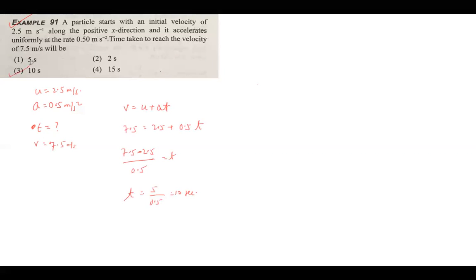So this is simple first equation. v is equal to u plus at. We'll use the first equation. So 7.5 is equal to 2.5 plus 0.5 into t. So (7.5 minus 2.5) divided by 0.5 is time t. So this is 5 divided by 0.5, or 10 seconds. So option 3, 10 seconds, is the answer of this.